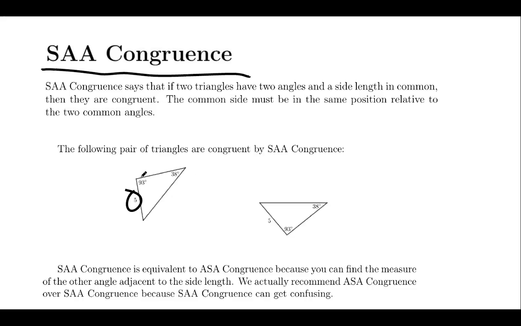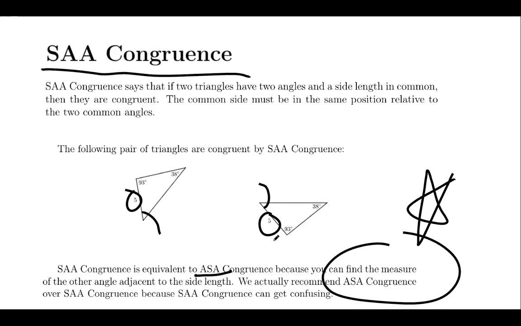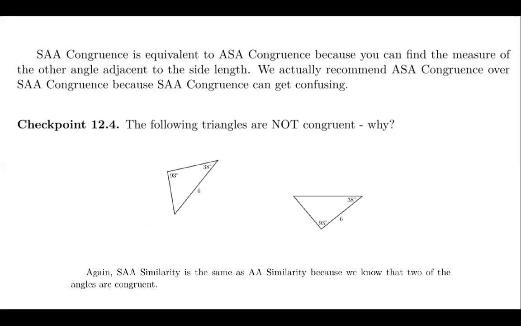So the 5 is next to the 93, and this angle is unknown. And this angle is also unknown, and 5 is next to the 93. So that means they are congruent. And SAA congruence is actually equivalent to ASA because you can easily find the measure of the other angle. And it's generally always better to use ASA congruence instead of SAA because it can get pretty confusing at times, as we'll see in the next checkpoint.